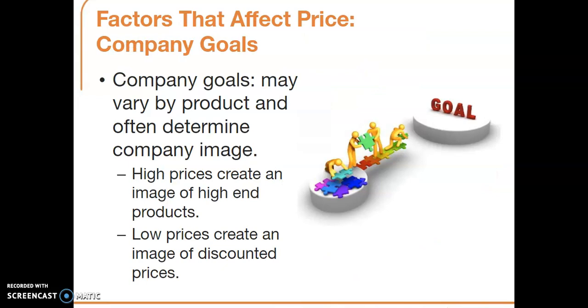So the first is company goals. Different companies have goals as far as how much profit they want to make. And for that reason, they might want to alter their prices to align with their company image. So high prices can create an image of high-end products, whereas low prices create an image of discounted products.